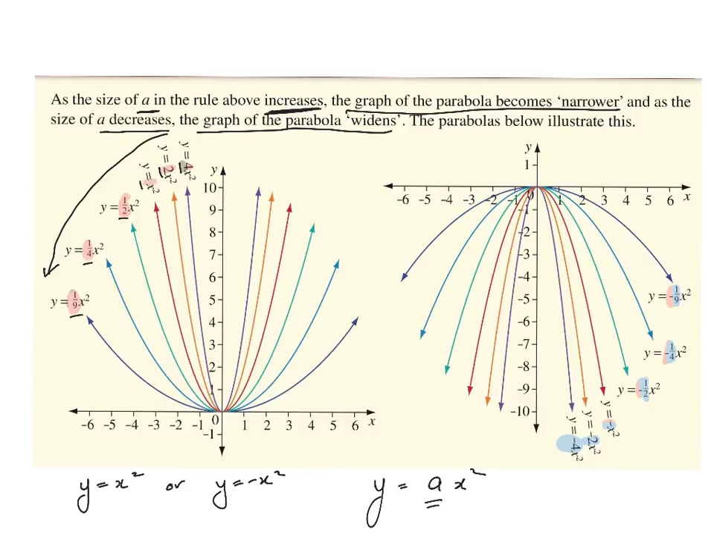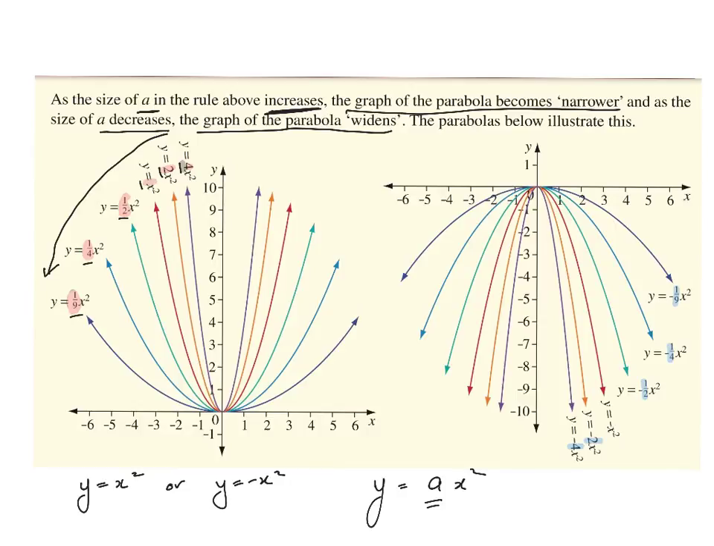So I'm just going to rehash this a little bit. I'm going to go over this point that I was just discussing. So when referring to the width of the parabola, in other words, is it narrow or is it wide, we are only referring to the value in front of the x. If that value gets bigger, the parabola gets narrower, gets thinner. As the value gets smaller, the parabola gets wider.